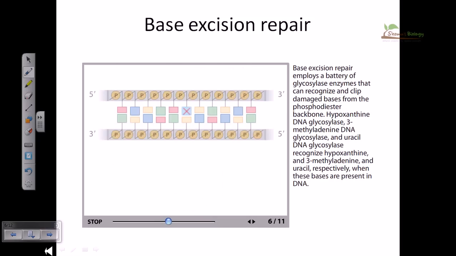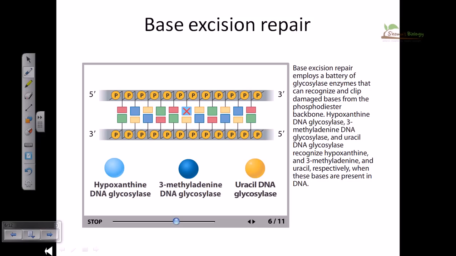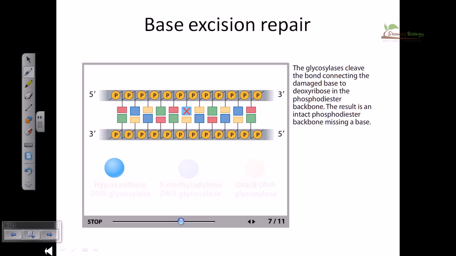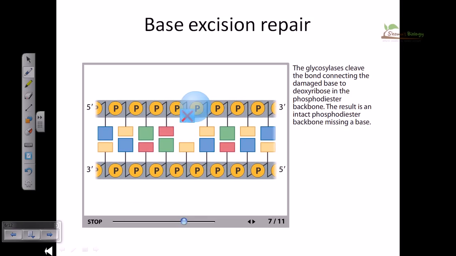Base excision repair employs a battery of glycosylase enzymes that can recognize and clip damaged bases from the phosphodiester backbone. Hypoxanthine DNA glycosylase, 3-methyladenine DNA glycosylase, and uracil DNA glycosylase recognize hypoxanthine, 3-methyladenine and uracil respectively when these bases are present in DNA. The glycosylases cleave the bond connecting the damaged base to deoxyribose in the phosphodiester backbone. The result is an intact phosphodiester backbone missing a base.